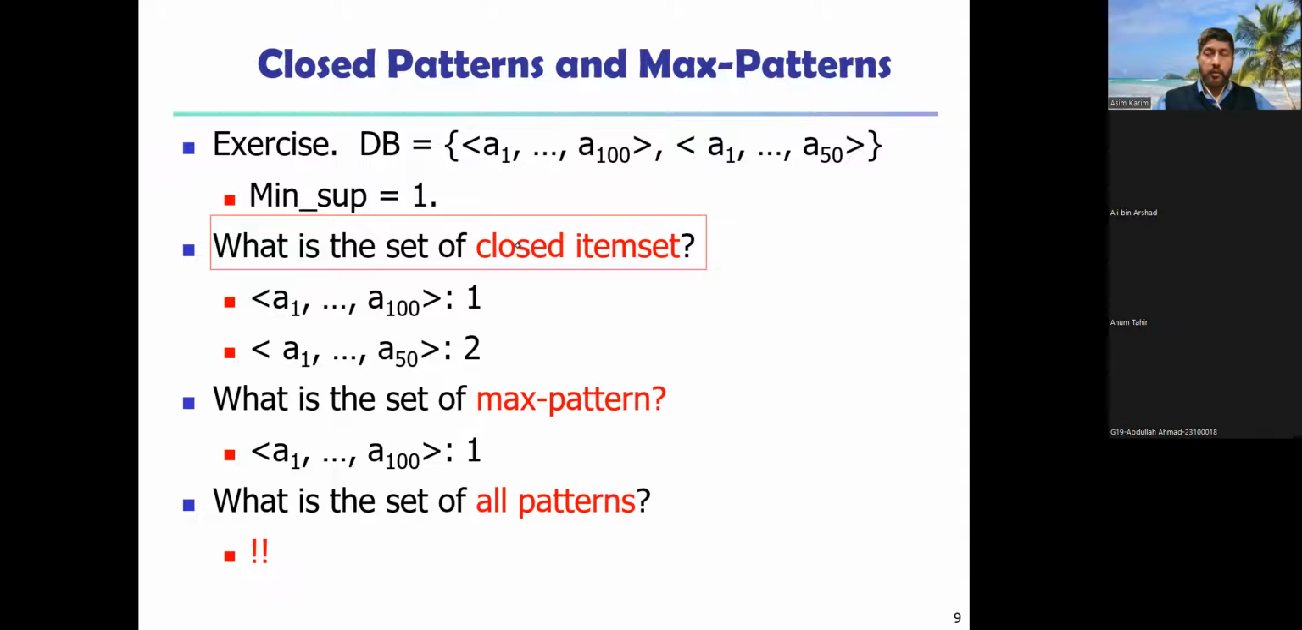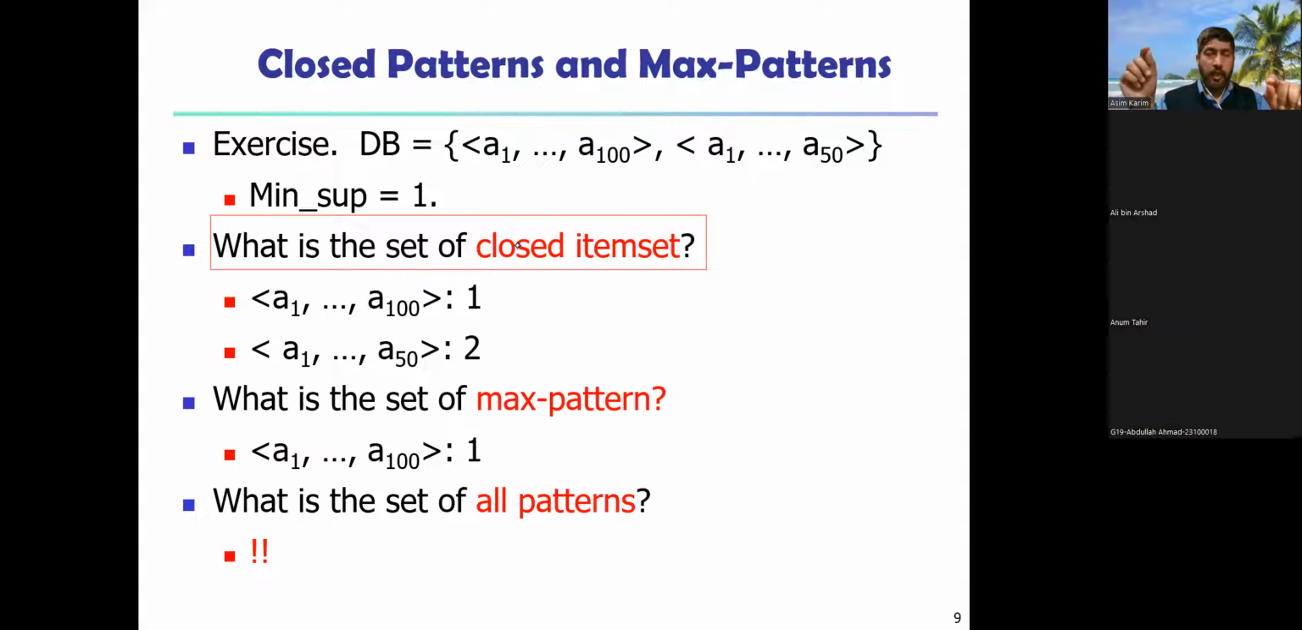So what is a set of closed item sets? So what is a closed item set? The item set must be frequent. For an item set to be frequent, it has to have a count of 1. And secondly, it should not have a super item set with the same support. So if you look at this example, the complete item set I1 to I50 has a support of 2. But any superset of this, let's say if I add 51 into it, that only occurs once. So it means that there is no superset of this item set from 1 to 50 which has the same count. So it means that I1 to I50 is a closed pattern. So if you take any other pattern, for example, I1 to I10, it has a count of 2, but there is a super pattern I1 to I11 which has a count of 1. So it's not a closed pattern.